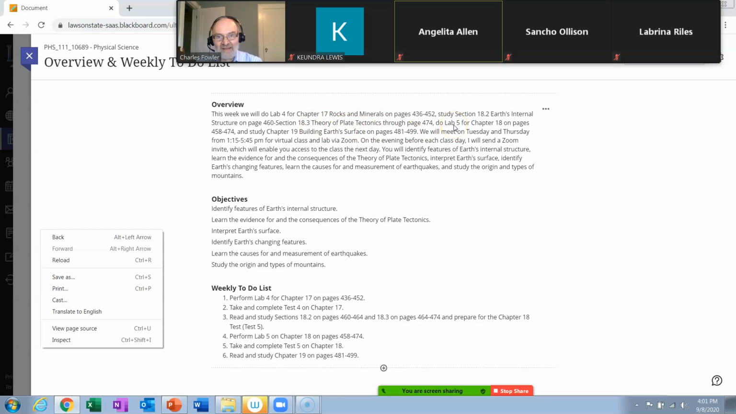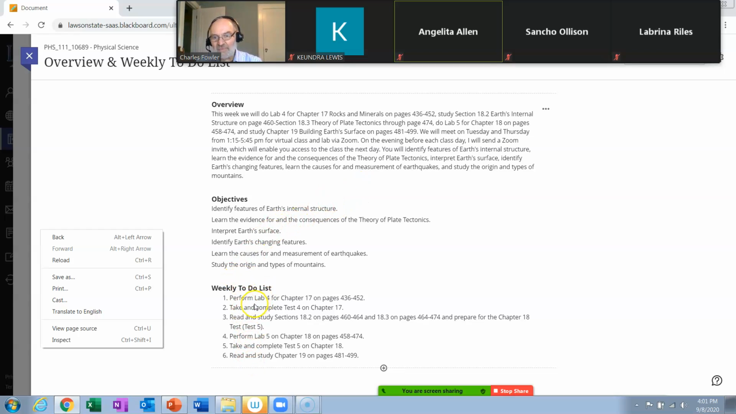We'll do lab 5 next time in the lab for chapter 18, and we will finish chapter 18 in class and begin 19. So that's not exactly in the same order, but that's what we're doing. We meet each day. Here are the objectives.